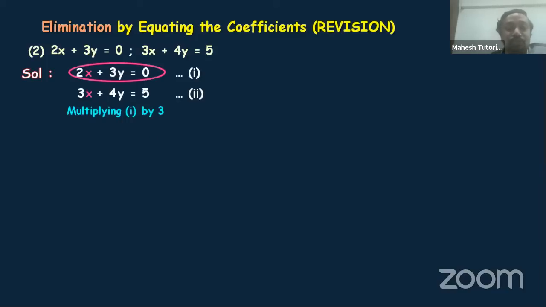Why by 3? Because 2 3s are will give me what? 6. So let's multiply each term here by 3. Now tell me students, 2x into 3 will give me how much? Perfect. 2 3s are 6. So it will give me 6x, keeping plus sign as it is. Next, 3y into 3. 3 3s are how much, students? 9. Very good. This will give me 9y is equal to, okay, 0 into 3 will give me how much, students? 0. Perfect. Take care. So I get a new equation here. So I'll number this equation as equation number 3.